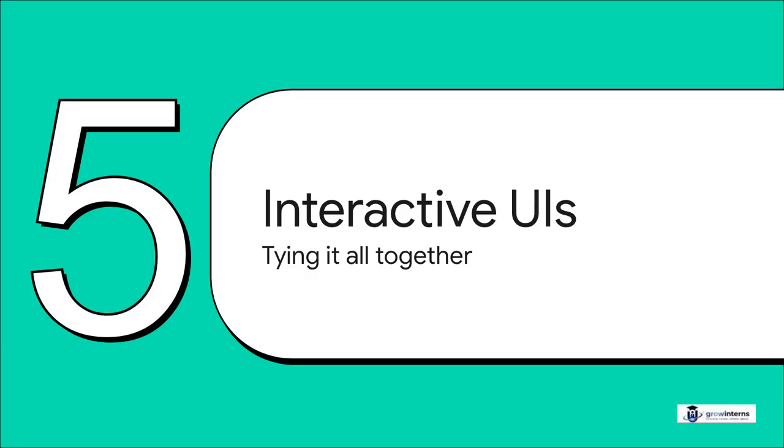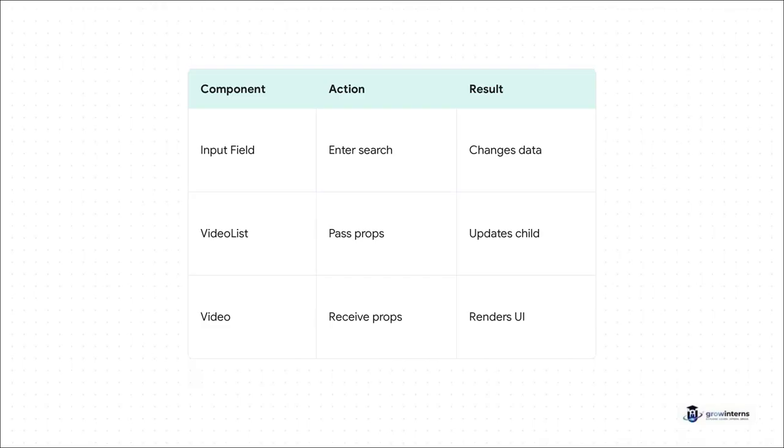All right, final stretch. Section 5, Building Interactive UIs. Let's look at the big picture. And this brilliantly illustrates how all these concepts tie together in a complete flow. Imagine you have a searchable video list component. A user types a search term into an input field. That interaction changes the data. Then, that new filtered video data is passed straight down as props to the child video components. The children receive the new props, validate them against their prototypes, and boom, the UI instantly updates to show the correct videos. It's seamless, it's predictable, and it's incredibly fast.